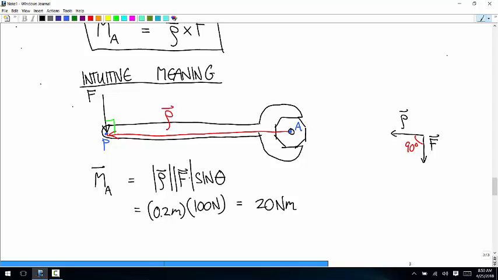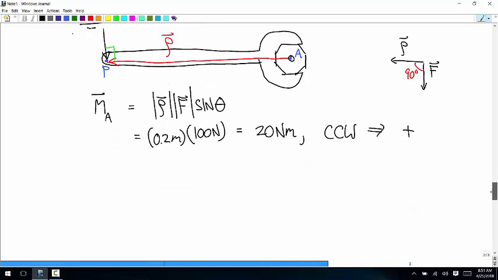So the direction of the moment and the direction of the angular acceleration are always the same. So you can just think physically, would that force make this wrench rotate clockwise or counterclockwise around that hinge? In this case, it's counterclockwise, and so it's positive.